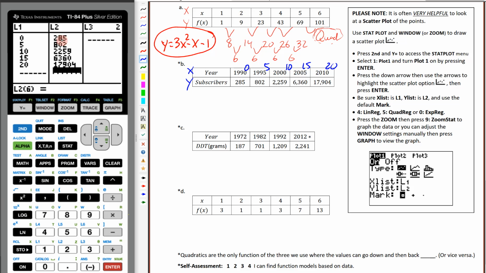Now, before we have the calculator display this, I want to take a look at this and see if we can figure out what's going on. Again, this is probably not going to be exact.